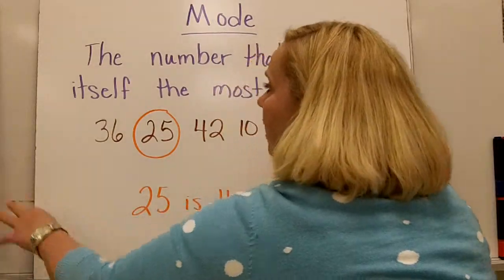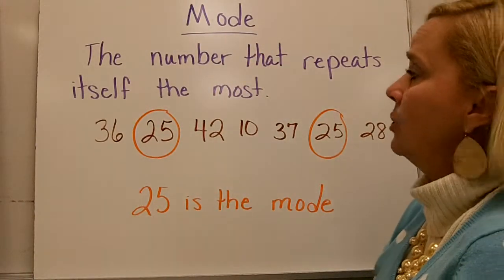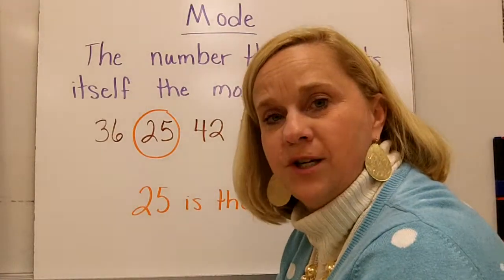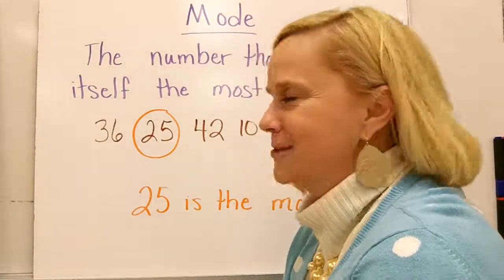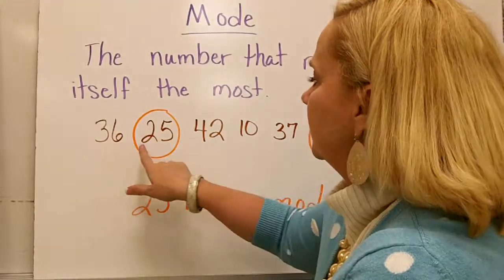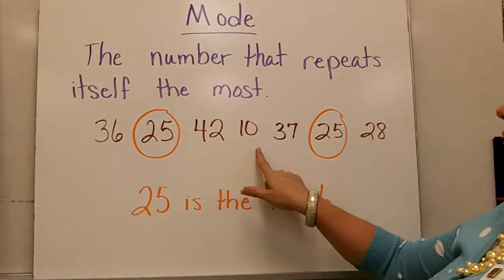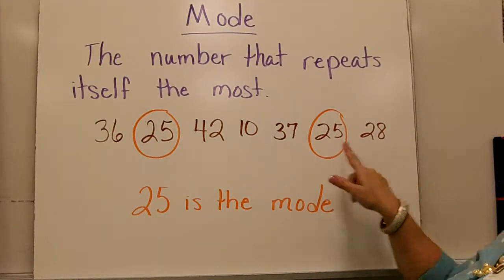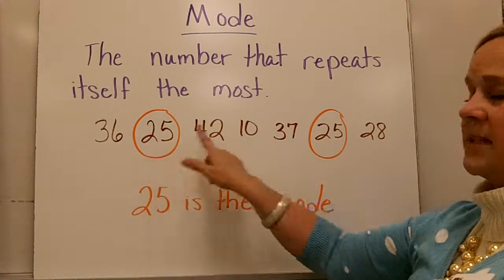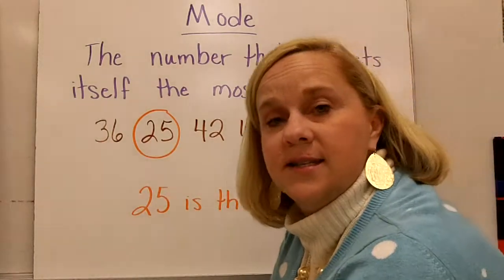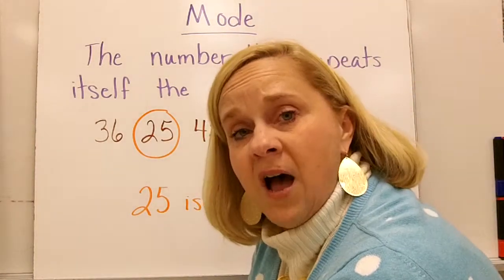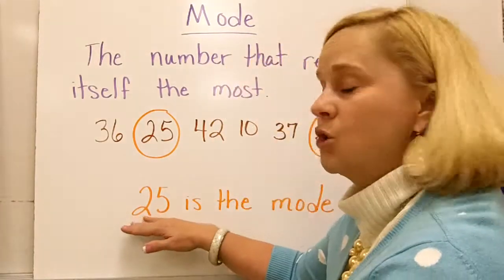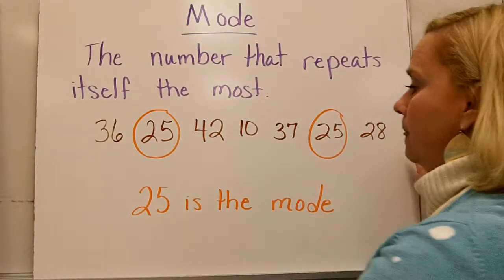All right, let's look at mode. Mode is the number that repeats itself the most in your list. I think this is the easiest one. If I have a list of 36, 25, 42, 10, 37, 25, and 28, I notice that 25 is listed twice. Everything else is just listed once. So 25 repeats itself the most in this list. 25 is the mode.